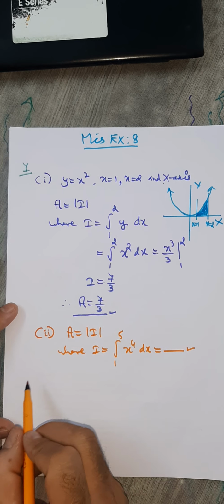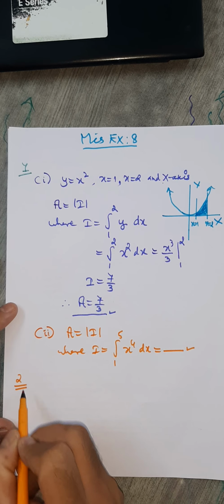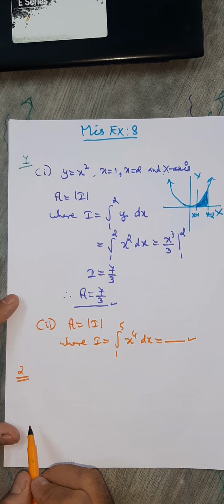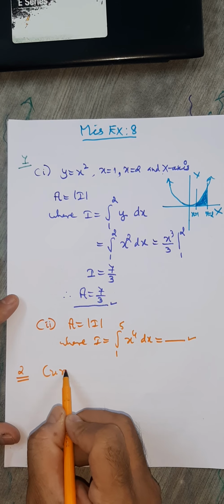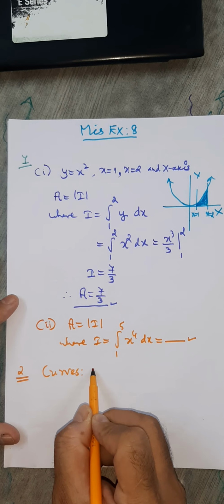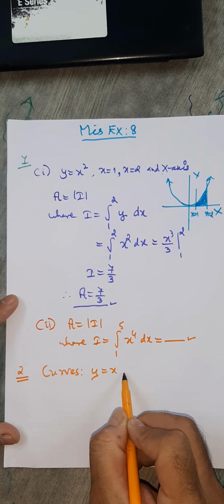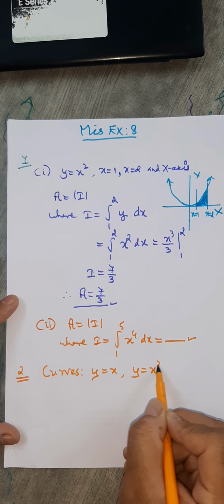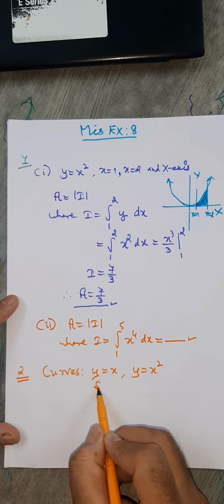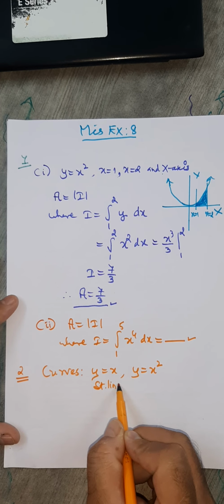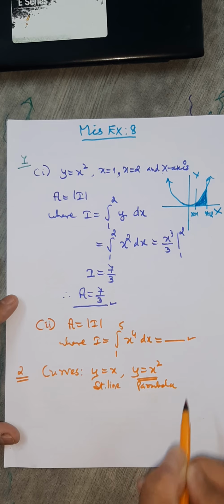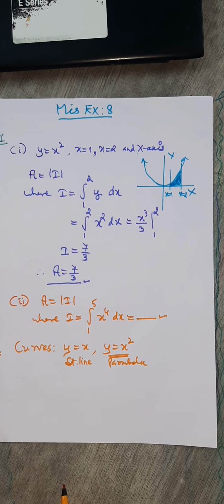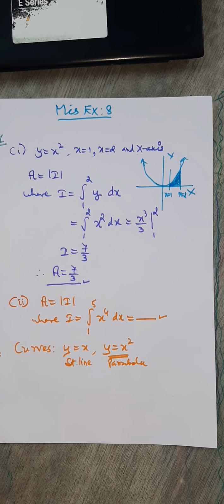Okay, question number 2, second question, find the area between the curves. So your curves are this, between the curves y equals to x and y equals to x squared. You know that this is a straight line and this is very standard parabola through origin. Standard parabola, you know. Okay.